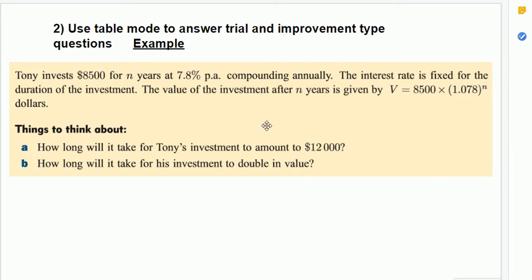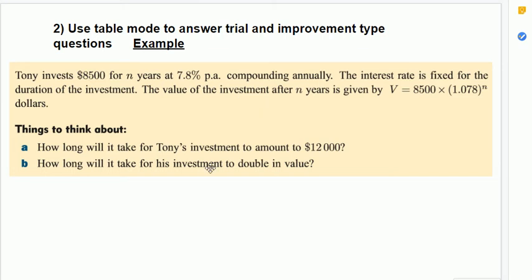And the question is, how long will it take for Tony's investment to amount to $12,000? How long will it take for his investment to double in value? So double in value, well, it starts off at 8500. So double that, well, it's double 8,000 plus double 500, 16,000 plus 1,000. So once there is more than $17,000 in the account, then you know that Tony's doubled his investment, right?